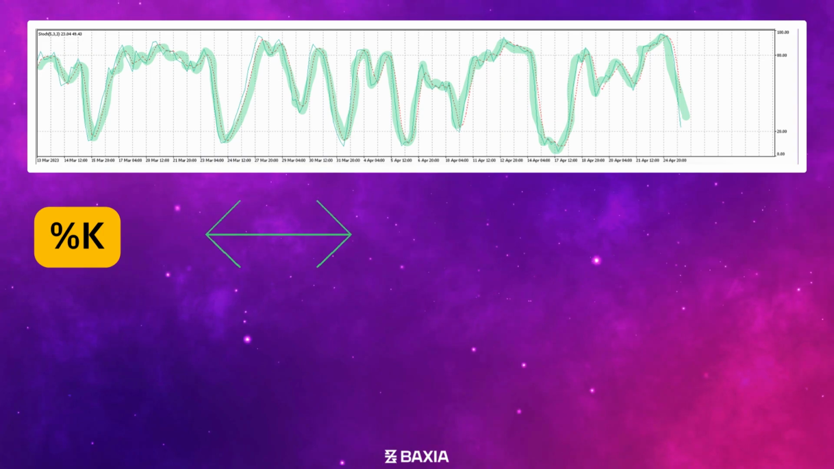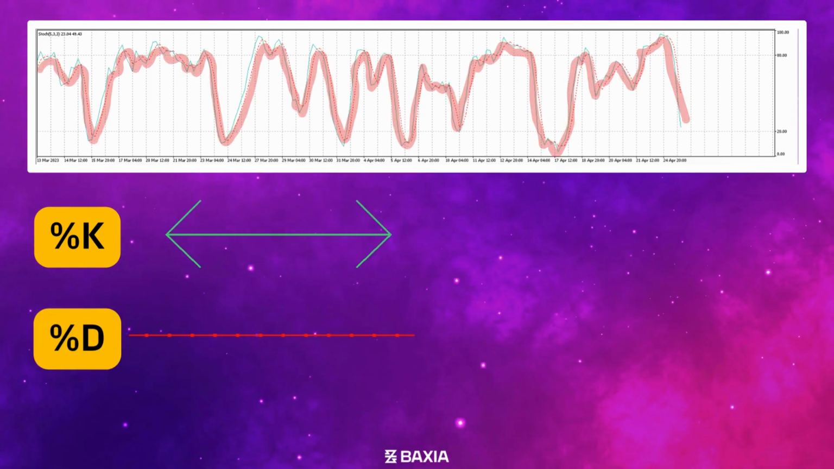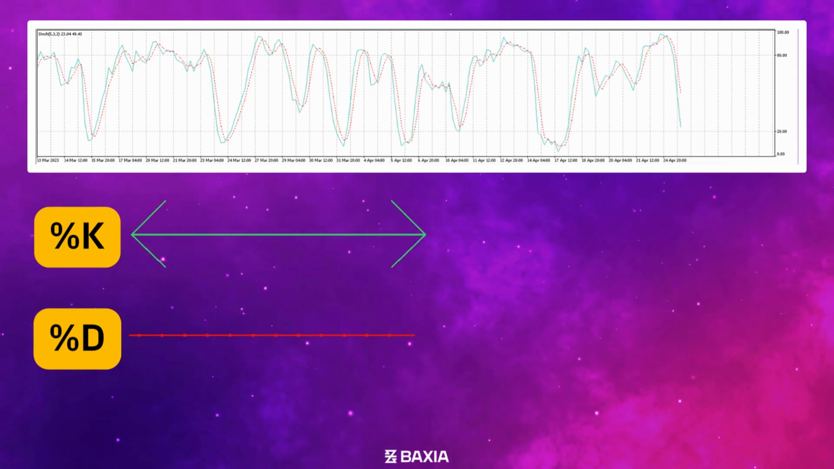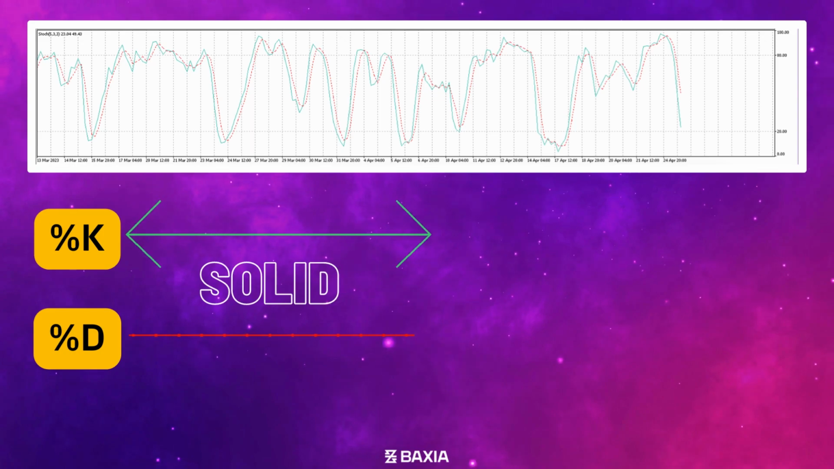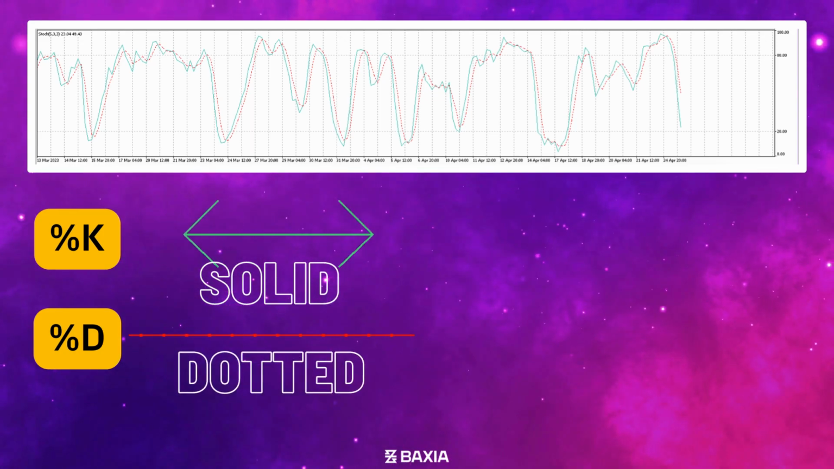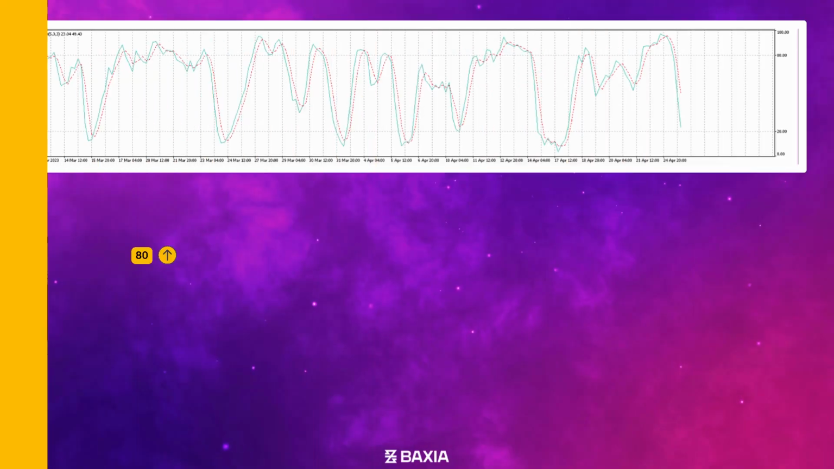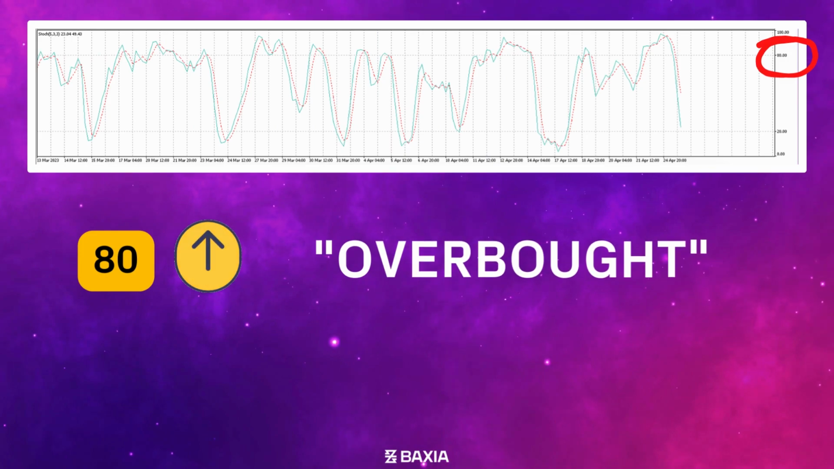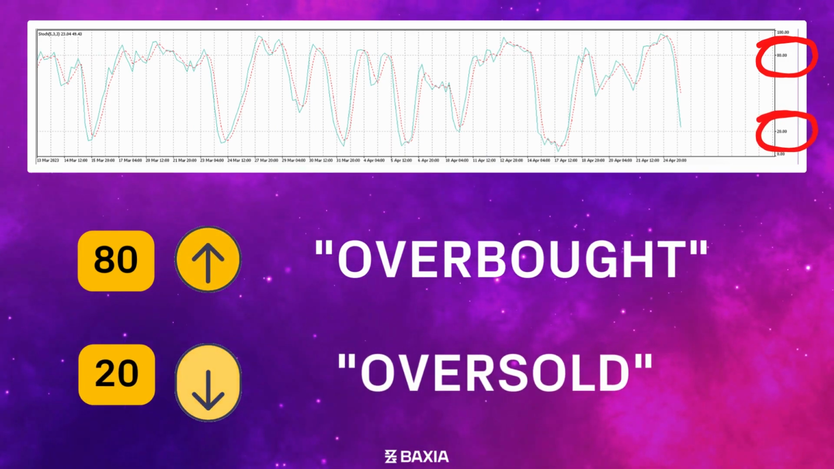The main line is called %K. The second line, called %D, is a moving average of %K. The %K line is usually displayed as a solid line and the %D line is usually displayed as a dotted line. The indicator can range from 0 to 100. Generally, the area above 80 indicates an overbought region, while the area below 20 is considered an oversold region.